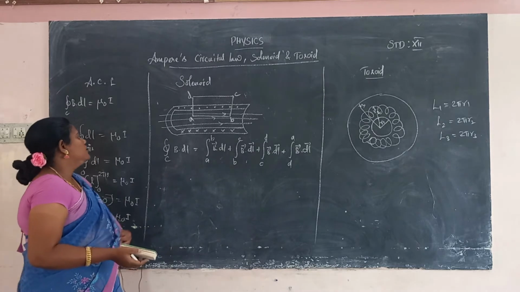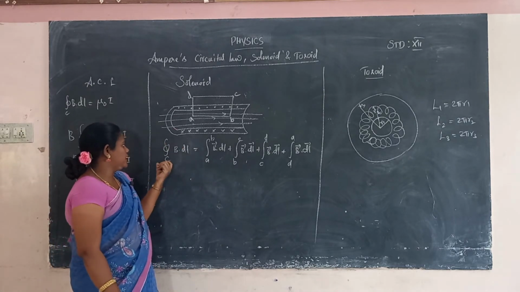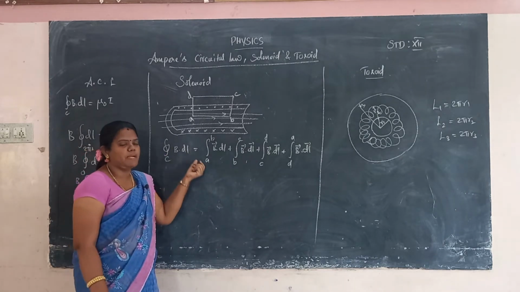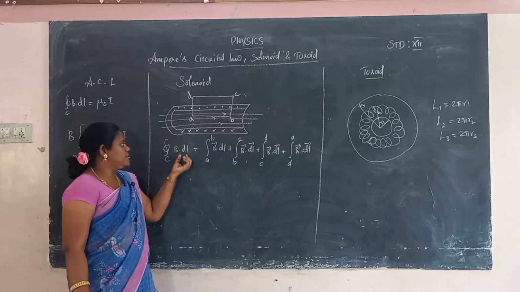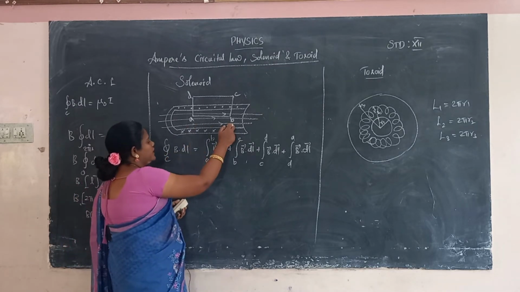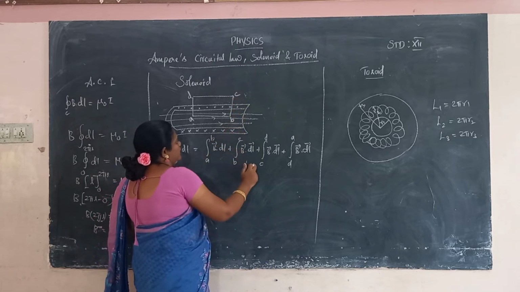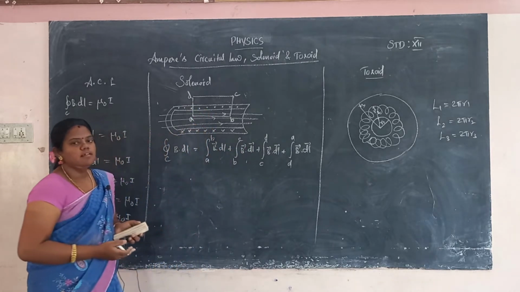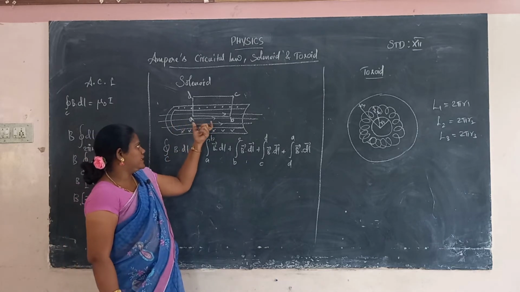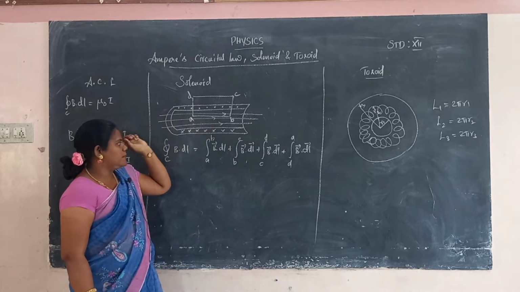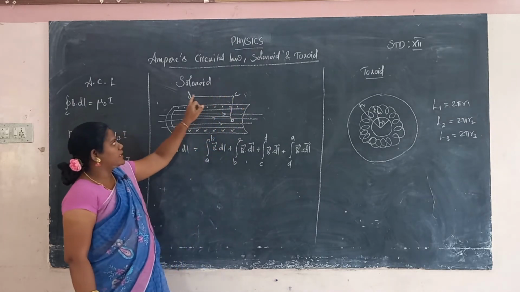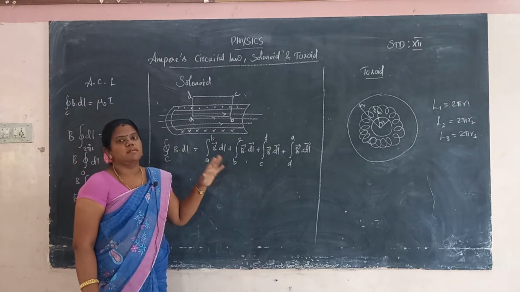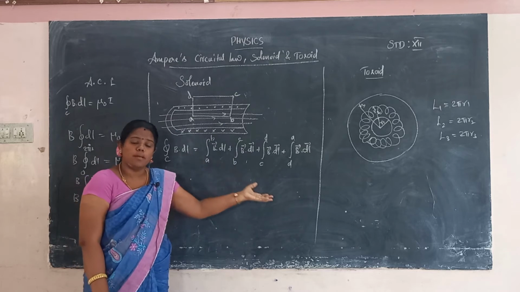So the magnetic field in the solenoid: the closed integral of B dot dl, meaning the magnetic field created over a particular length of the solenoid, is equal to the integral from A to B of B dot dl, plus B to C of B dot dl, plus C to D of B dot dl, plus D to A of B dot dl. What does that mean? In 4 ways the magnetic field is calculated: along length AB, along BC, along CD, and along D to A. We calculate all four and then add the values.